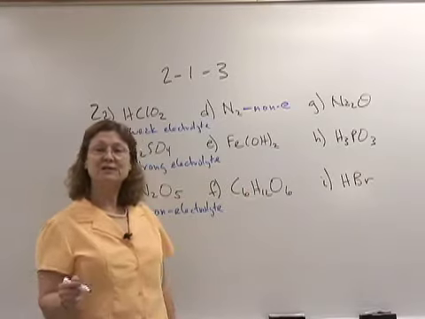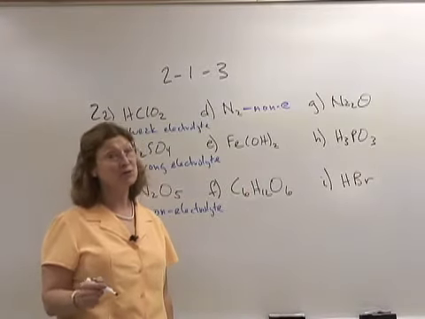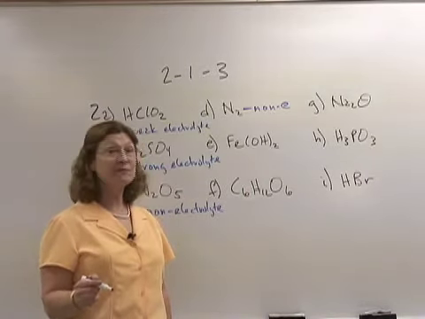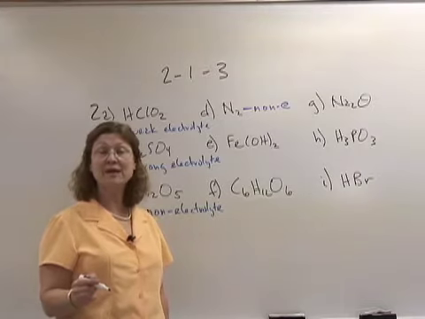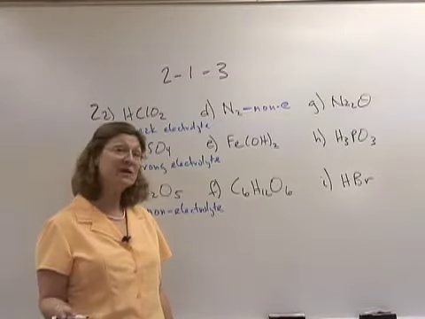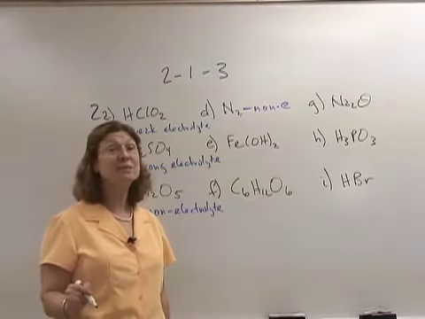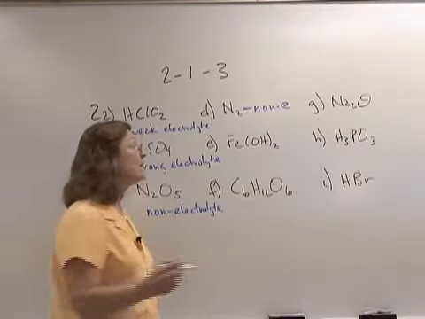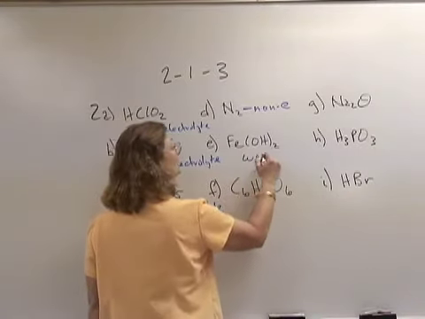Iron 2 hydroxide is a base. It's a metal with hydroxide. However, it is not one of our strong bases, which are group 1A and 2A with hydroxide, except for beryllium, and iron is not in that group. Therefore, it is a weak electrolyte.